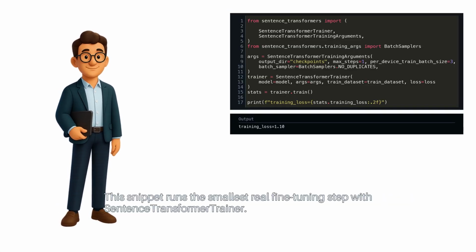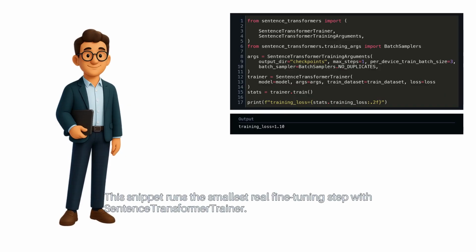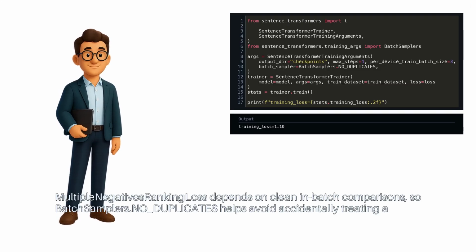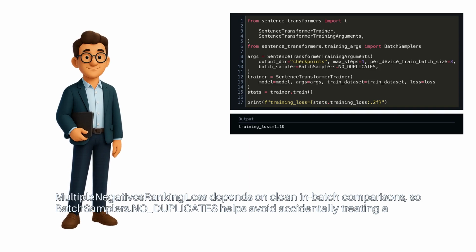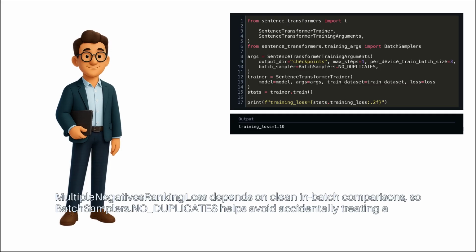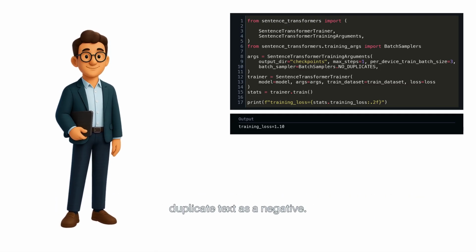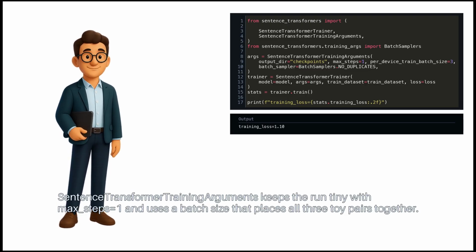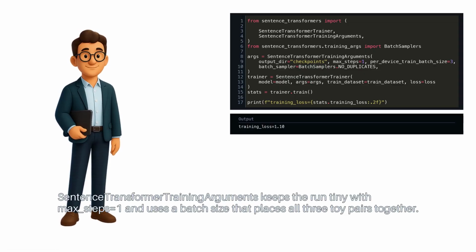This snippet runs the smallest real fine-tuning step with SentenceTransformerTrainer. Multiple negatives ranking loss depends on clean in-batch comparisons. So batch_samplers.NO_DUPLICATES helps avoid accidentally treating a duplicate text as a negative. SentenceTransformerTrainingArguments keeps the run tiny with max_steps equals 1 and uses a batch size that places all three toy pairs together.